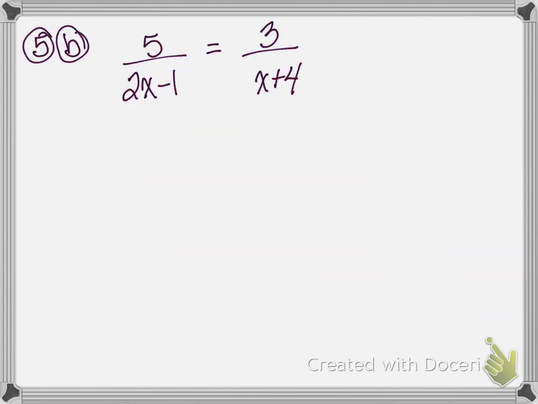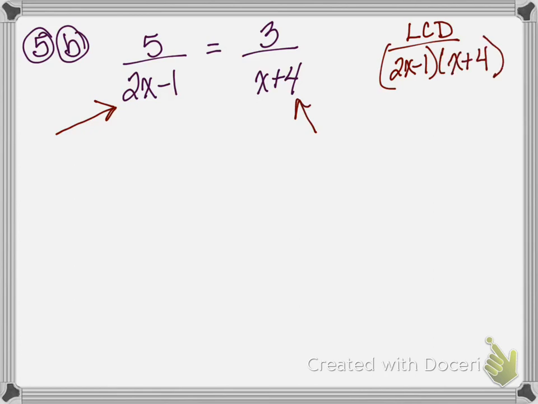Okay, let's do 5. So now we are still solving because we've got that equal sign, but now we are solving rational equations. So the way that we solve rational equations is just like we did 3a. We are going to multiply both sides by the least common denominator. So the first thing I have to find is my least common denominator. So I'm going to start with 2x minus 1, then I'm also going to write down x plus 4, because those are not the same. And I have to make sure that both of them are accounted for.